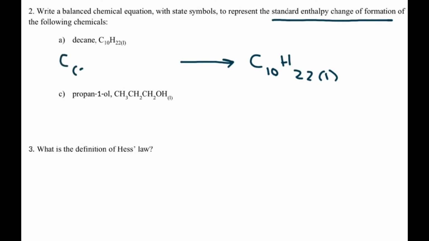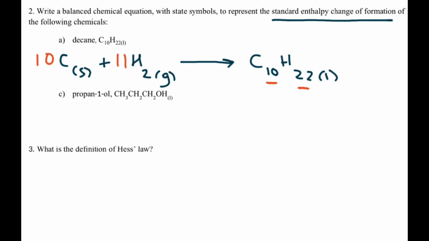And the elements are carbon solid and hydrogen gas. Don't forget your state symbols as well. So standard enthalpy change of formation is for the formation of 1 mole of a compound from its elements. And when we're balancing, we can see we've got 10 carbons, so we've got 10 carbons there, we've got 22 hydrogens, so we're going to need 11 hydrogens there.